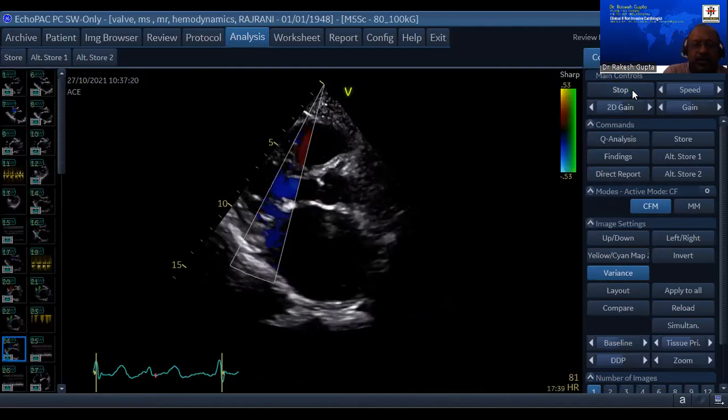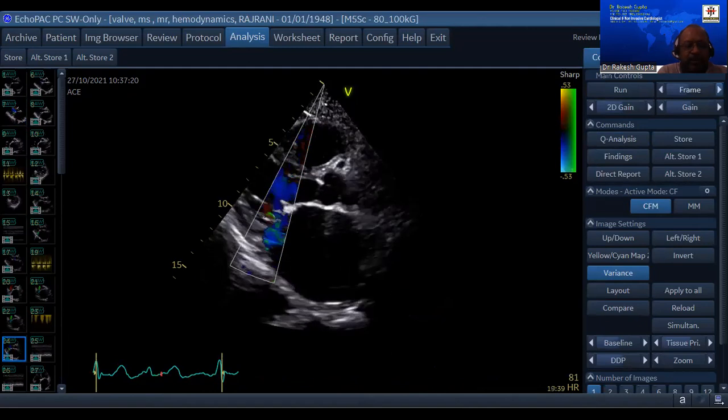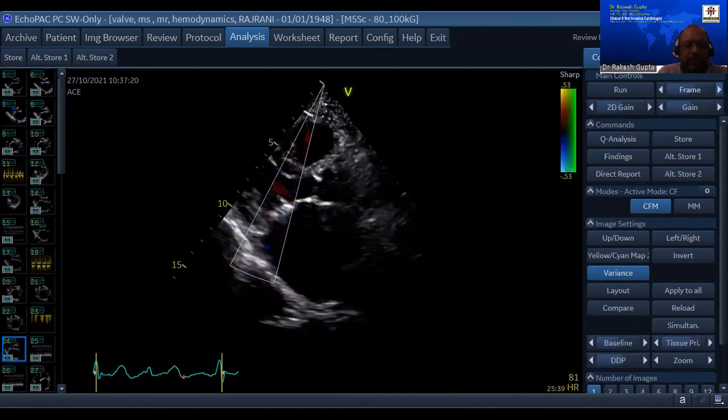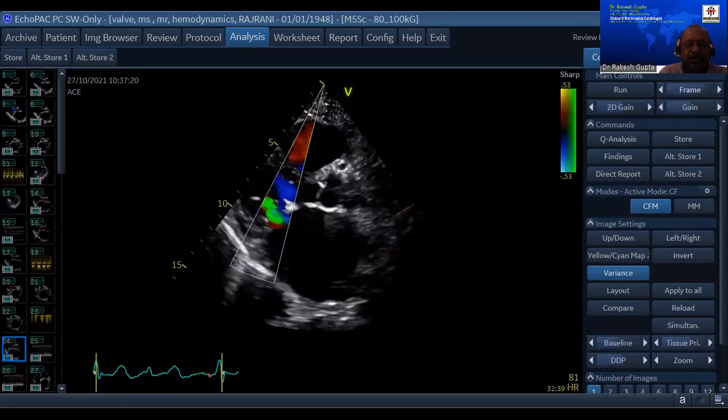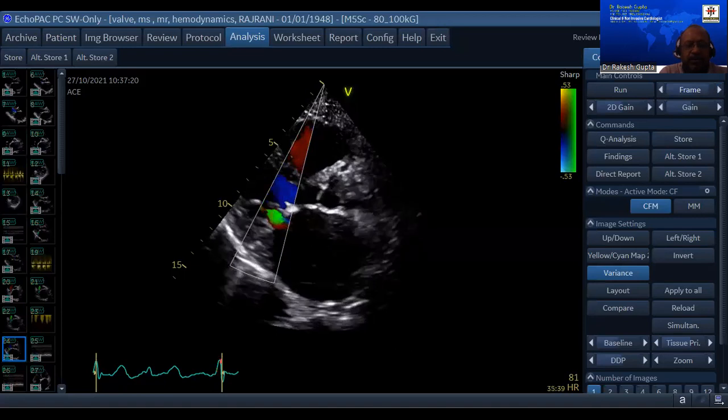I'm going to stop at this. Let me move frame by frame, to see whether I'm able to get a good vena contracta in this or not. No, this is forward flow. This is not a regurgitant flow.